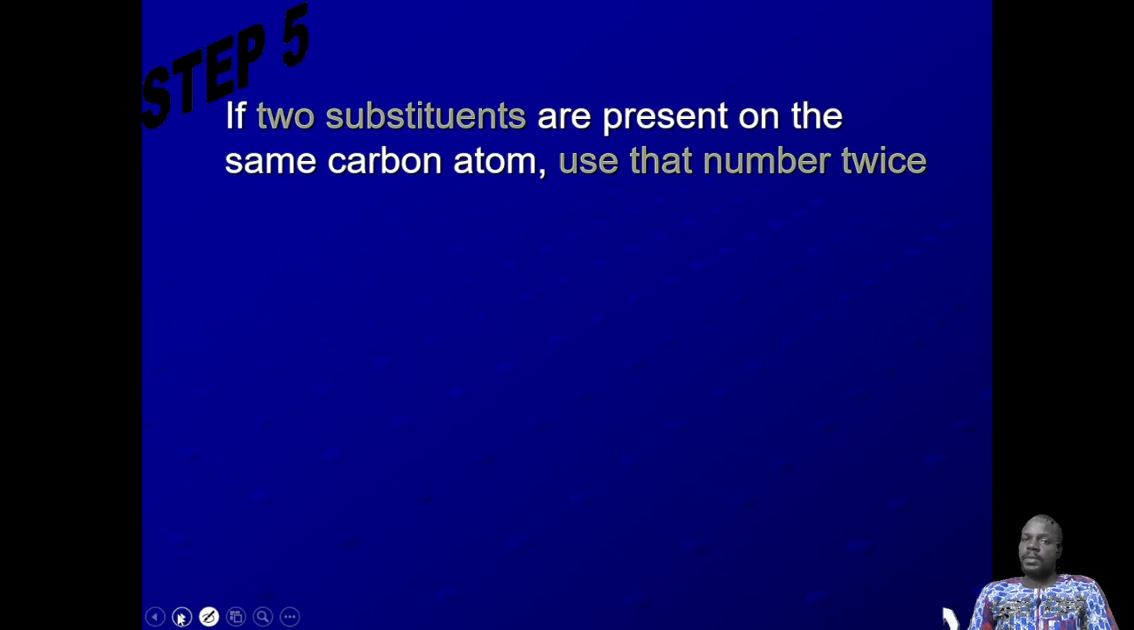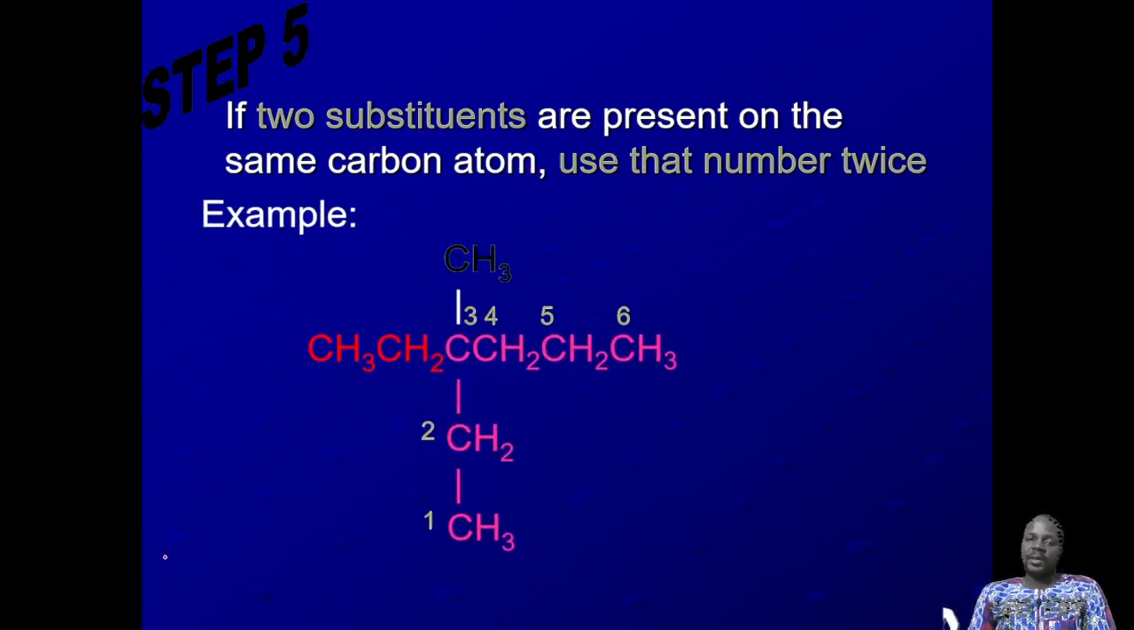It's very simple. If I have a substituent on the same carbon atom, that's number 3, I will not just write 2, but I'll write 2, 3, 3. You understand? Then I will name, following the usual procedure. So we can take a very good example.